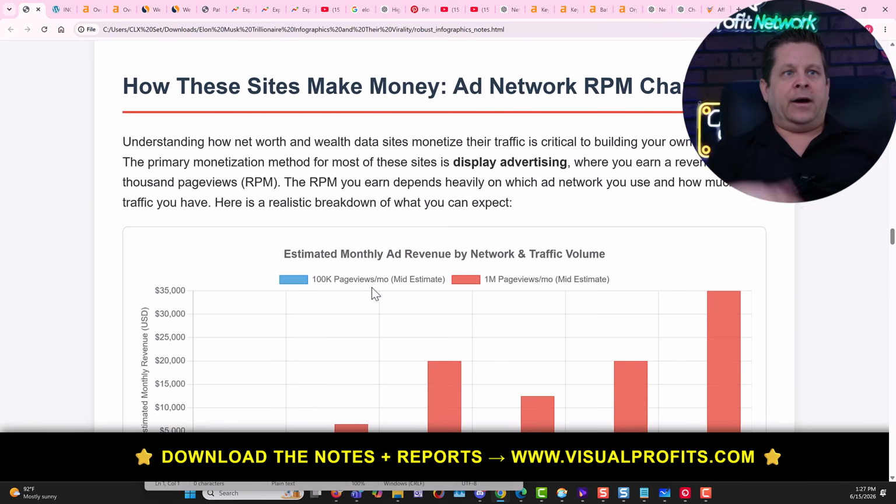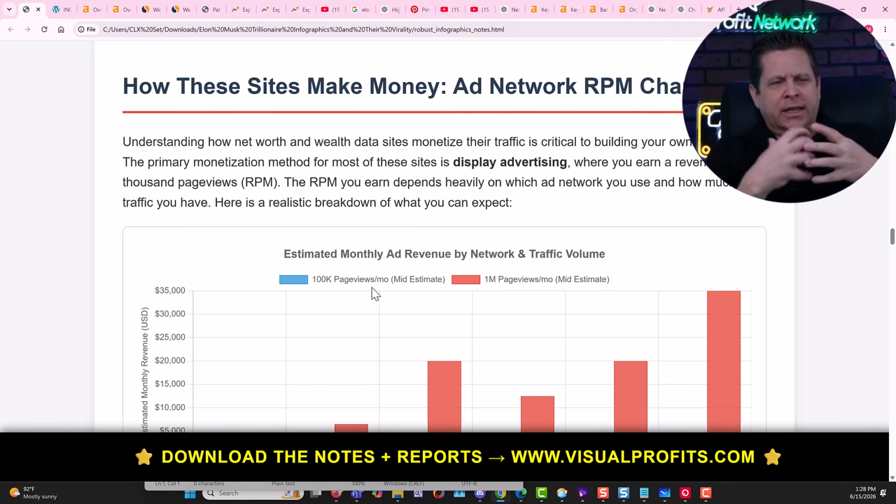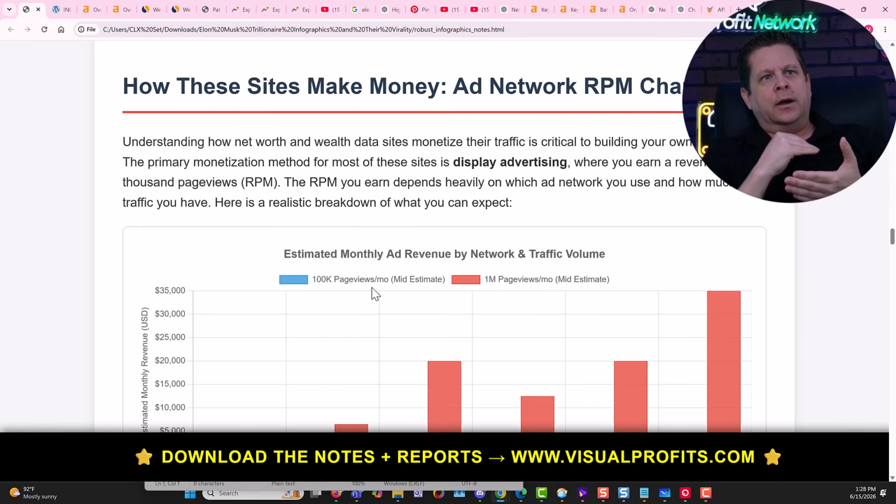Now, when we talk about how they make money, a lot of these sites use Ezoic, they use ads on their site and different things like that. And we're going to do some of that, but we're also going to do something more specific, because the more specific you get, the more money you're going to make. That's really key. You have to be very specific on what you're doing.